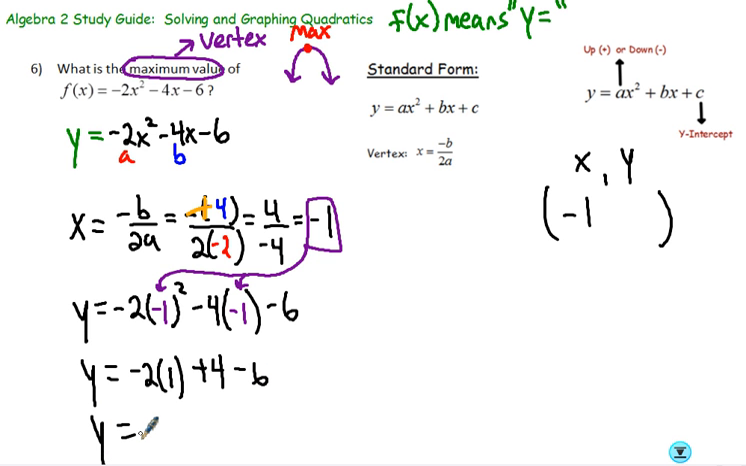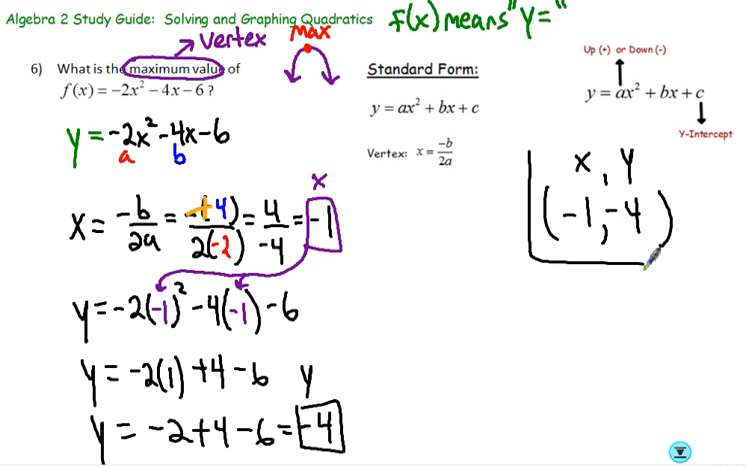All right, well, -2 plus 4 would be 2. And then 2 minus 6 would be a -4. Well, so there's your x and your y, right? So this was our x, and then this was our y. So the vertex would be -1, -4. And again, no graphing on this one. They actually just wanted to know what the vertex was.